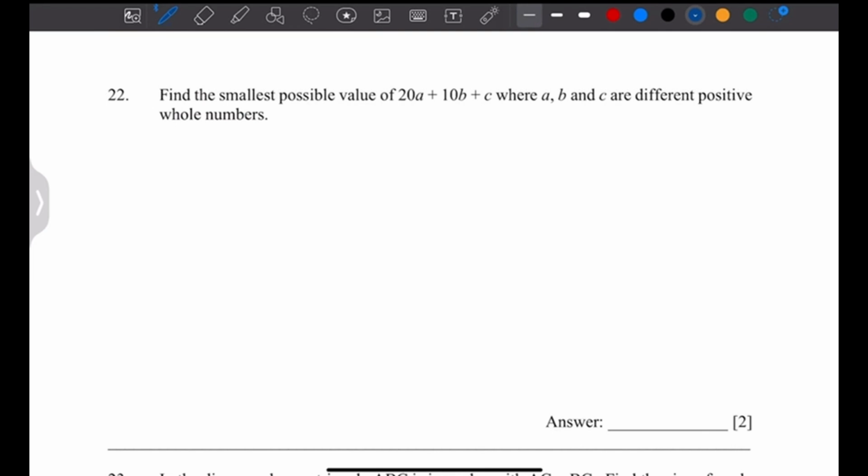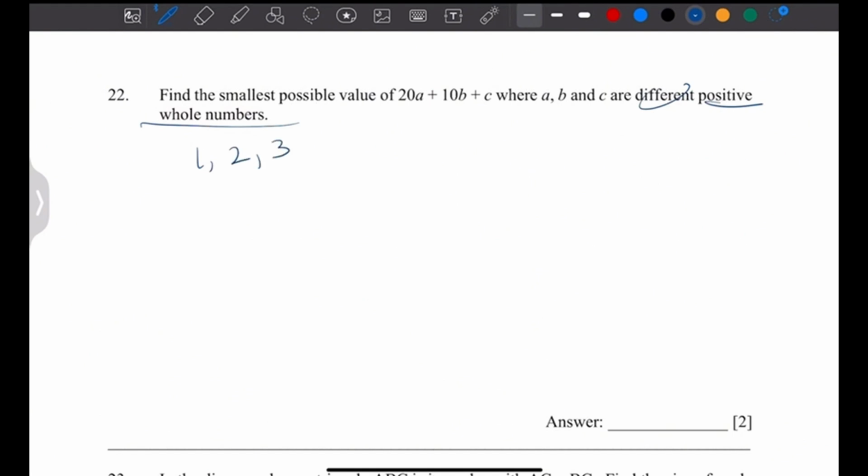Question 22. Find the smallest possible value of 20a plus 10b plus c, where a, b, and c are different positive whole numbers. Okay, so we know that they're going to be different. They're going to be positive, and they're going to be counting numbers. So there's no decimals involved. Now, we have 3 variables here, a, b, and c. If you want to find the smallest positive whole numbers, it's going to be 1, 2, and 3.